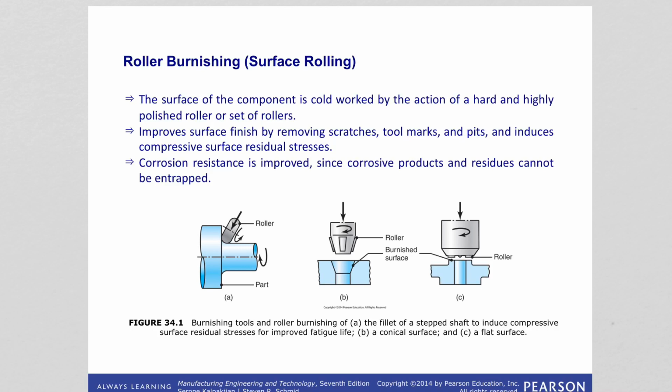Roller burnishing, also called surface rolling. The surface of the component is cold worked by the action of a hard and highly polished roller or set of rollers. This process is used on flat, cylindrical, or conical surfaces. It improves surface finish by removing scratches, tool marks, pits, and induces compressive surface residual stresses as well.